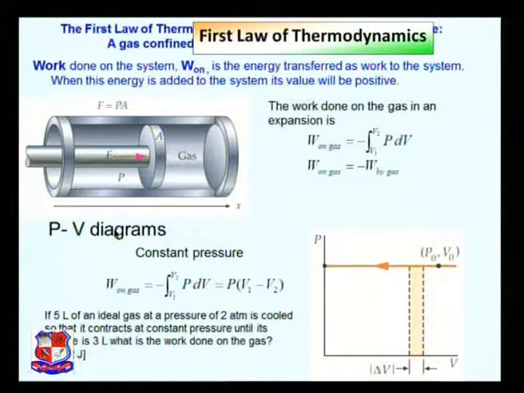On a PV diagram it could be represented like this: P versus V. W on gas, for constant pressure, is equal to minus the integral from V1 to V2 of PdV, that is P into (V1 minus V2). P0 and V0 are the initial pressure and volume, and delta V is the change in volume. If 5 liters of ideal gas at a pressure of 2 atmospheres is cooled so that it contracts at constant pressure until its volume is 3 liters, what is the work done on the gas? That is equal to 405.2 joules. That could be computed with this diagram and by putting the values in this equation.